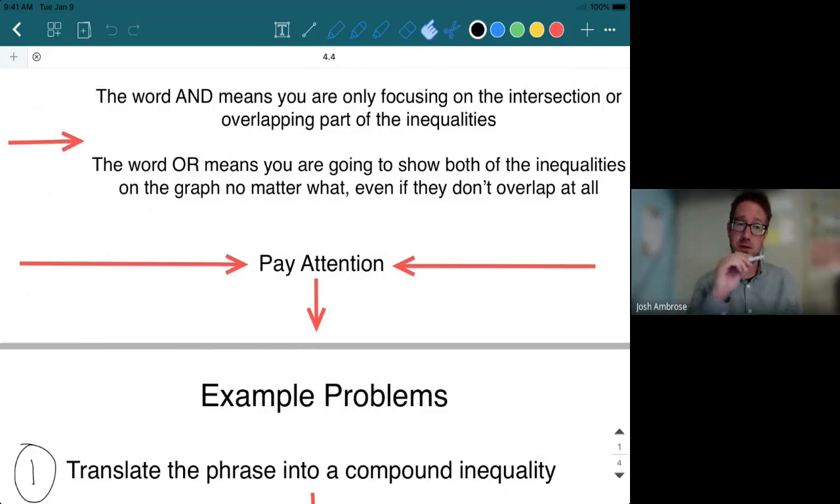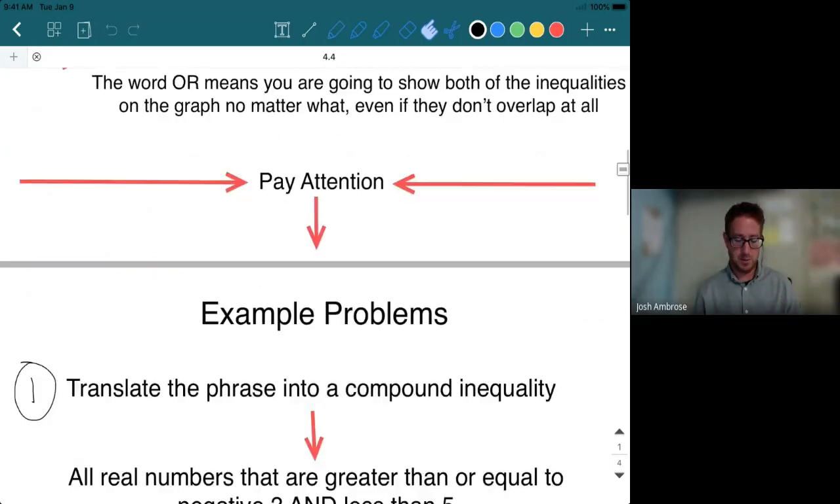But on the contrary, the word or means that you are showing both inequalities. No matter what, they do not have to overlap. So you could have inequalities where the lines go totally away from each other, opposite directions. That would represent or, and you need to show that, and it doesn't matter that they don't overlap for an or.